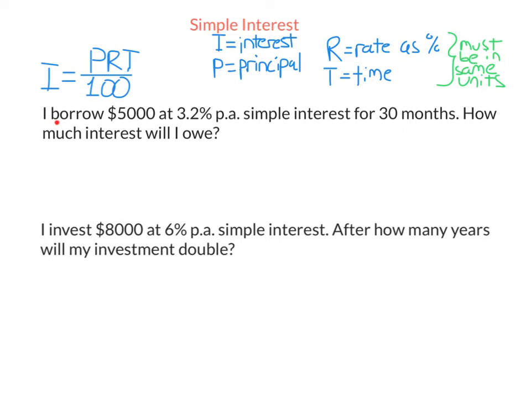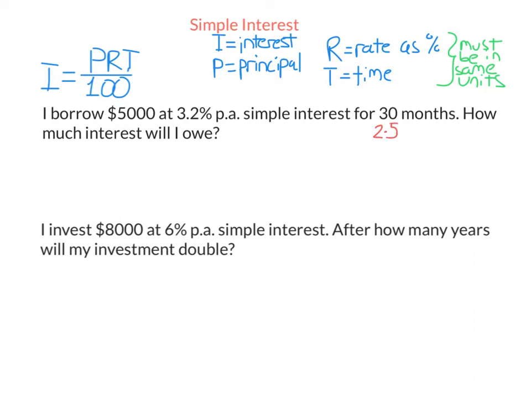Let's look at this example here. Borrow $5,000 at 3.2% per annum, which means per year. Simple interest for 30 months. How much interest will I owe? Well, I want to use this formula here. The problem is R is per year and T is in months. So what I'm going to have to do is change T so it's in years.